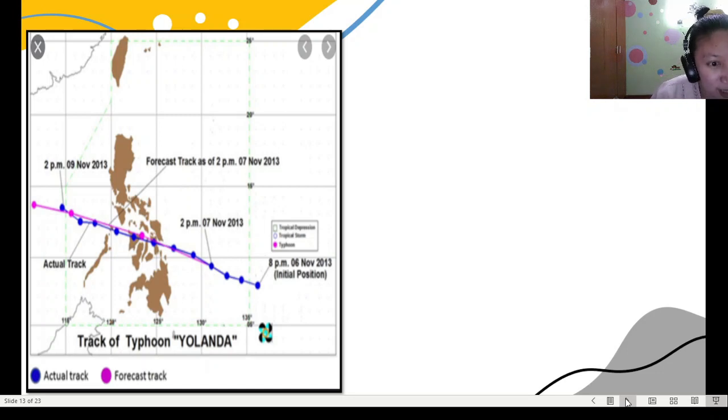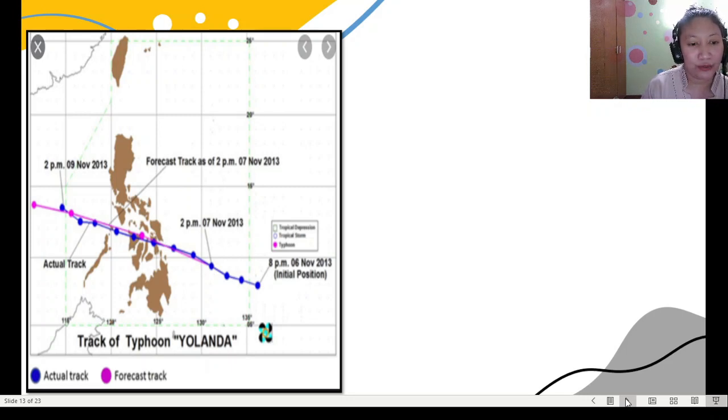Ayan, lumabas na siya ng 2 p.m. na November 9, 2013. Doon sa dot na color blue. Pero doon sa forecast track na color violet, okay, bago mag 2 p.m., pasok pa siya ng PAR. Okay, pero yung actual track niya, yung talagang lumabas na siya ng 2 p.m.